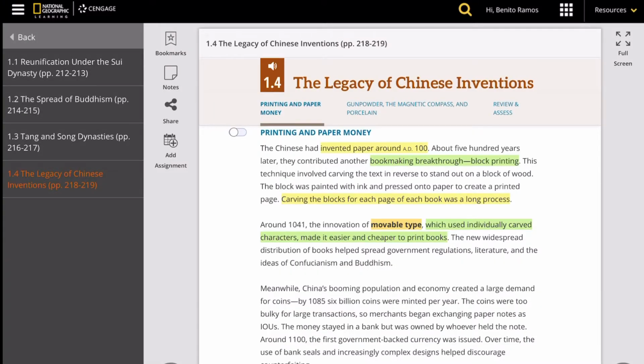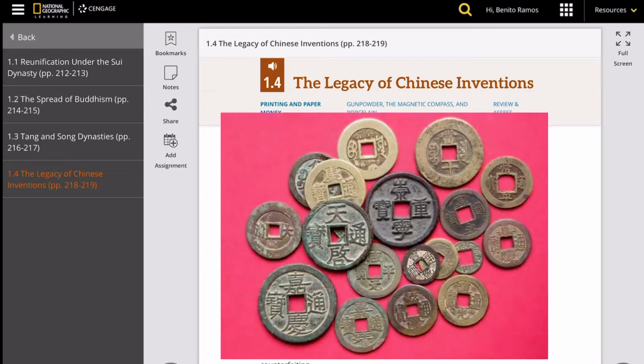As China's population grew, they had to print a large quantity of coins. In 1085, about 6 billion coins were minted per year. Obviously, the coins are too heavy and bulky for large transactions, for example. If you're just purchasing maybe a couple of eggs or whatever, it will not really affect you. But if you have to purchase a ship or something like that, it will be very difficult.